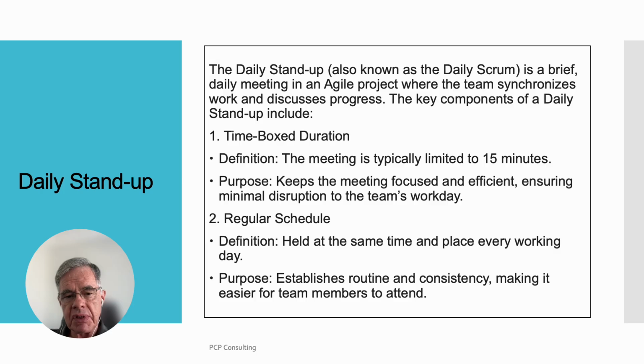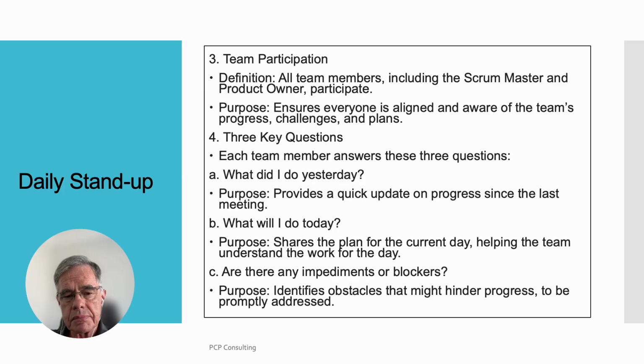Regular schedule. Definition: held at the same time and place every working day. Purpose: establishes routine and consistency, making it easier for team members to attend. Team participation. Definition: all team members, including the Scrum Master and Product Owner, participate. Purpose: ensures everyone is aligned and aware of the team's progress, challenges, and plans.